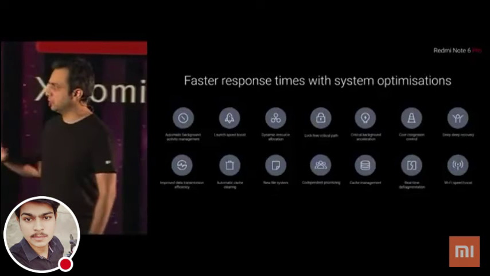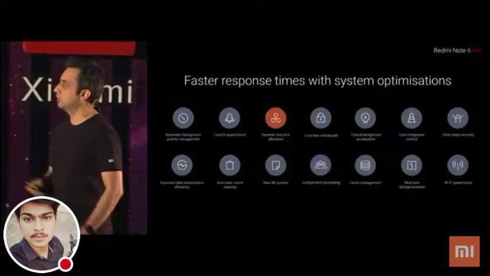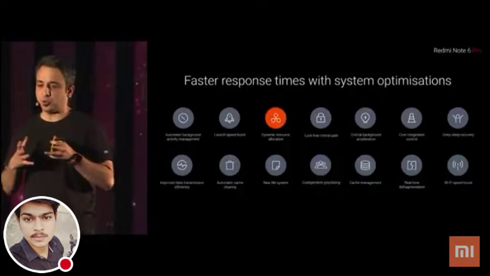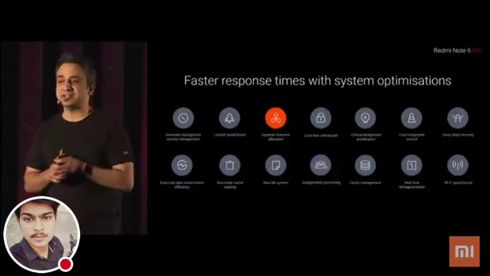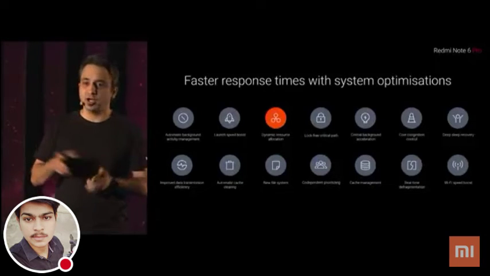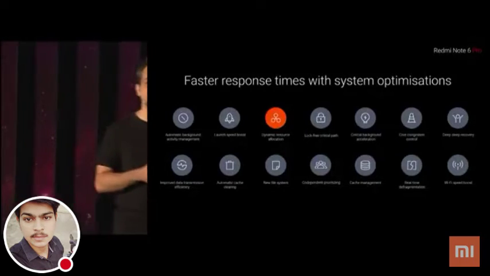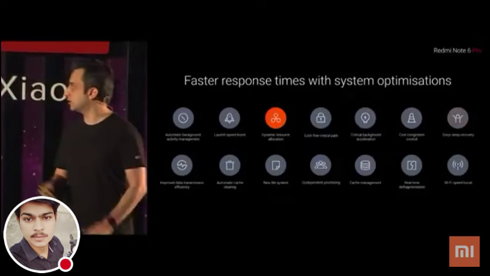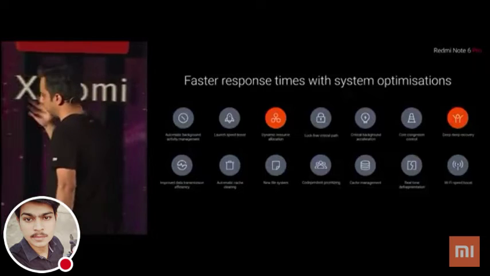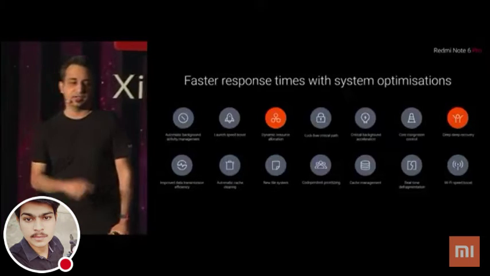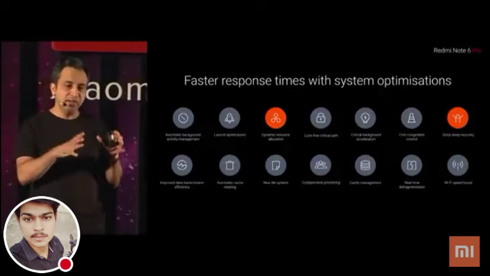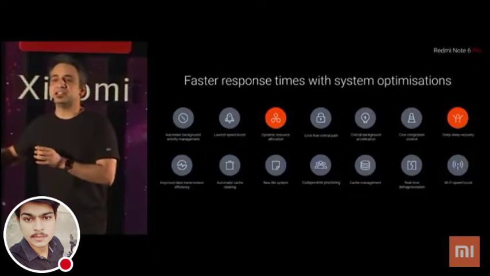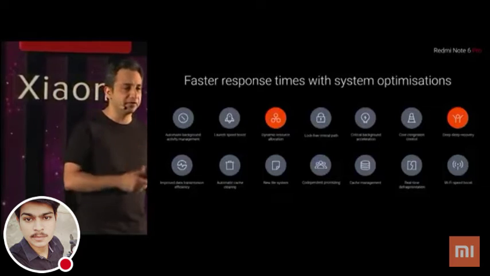There are more than about 20, but let's talk about dynamic resource allocation. Now, with the Note 6 Pro, the system automatically detects which apps you're using, where it needs to divert more system resources so that you get a smoother experience. Not just that, if you look at deep sleep recovery, now this is something that actually goes into battery management, where when your phone is in standby, when you're not using it, it goes into a deeper sleep, hence saving your battery life.